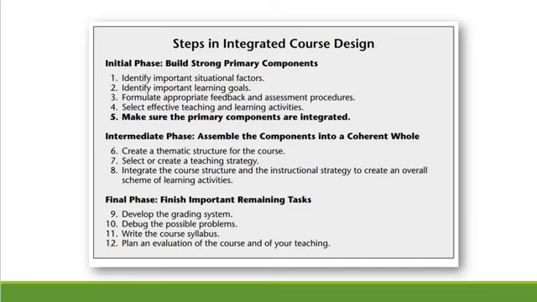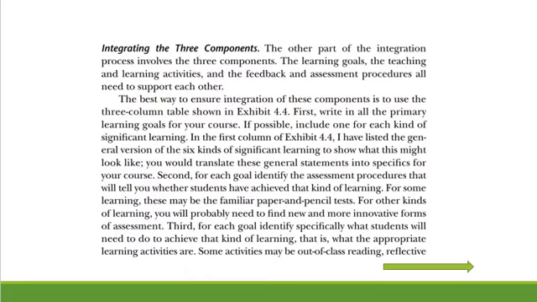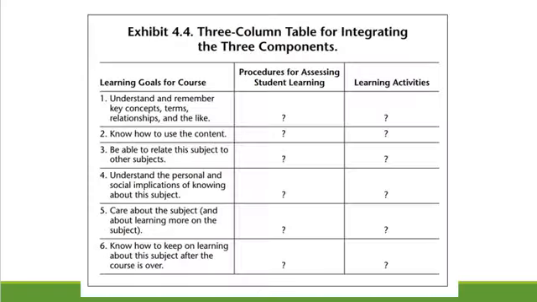So just to highlight here, we are now at number 5, make sure the primary components are integrated. So what is integrating the 3 components? The other part of the integration process involves 3 components: the learning goals, the teaching and learning activities, and the feedback and assessment procedures. They all need to support each other. The best way to ensure integration of the components is to use the 3-column table that is in Exhibit 4.4. So here is Exhibit 4.4, and we'll refer back to it.